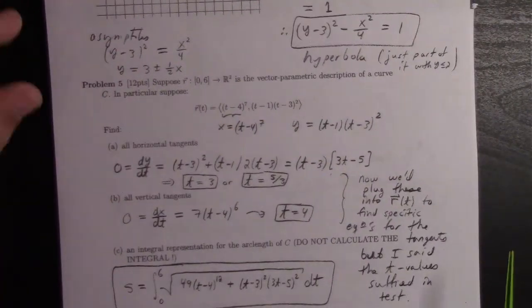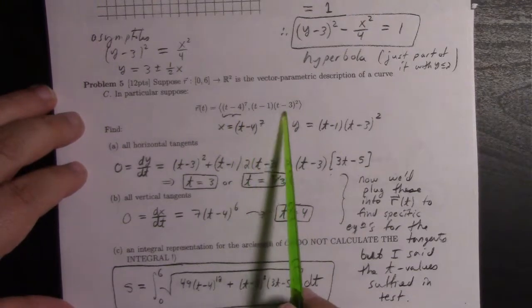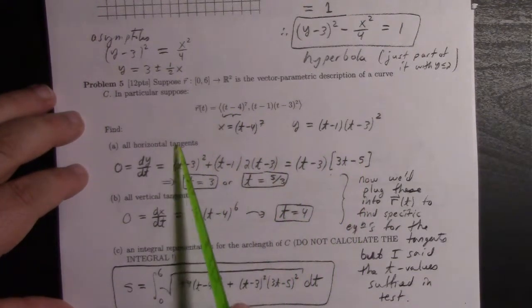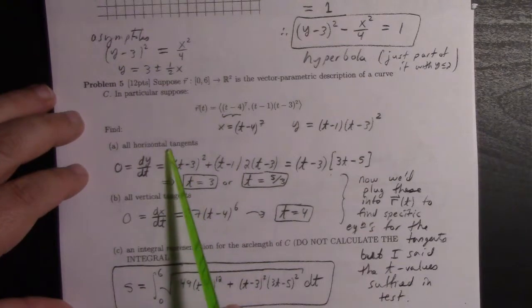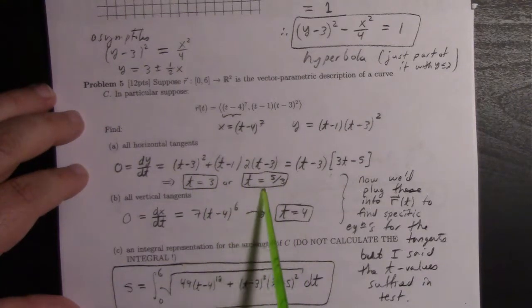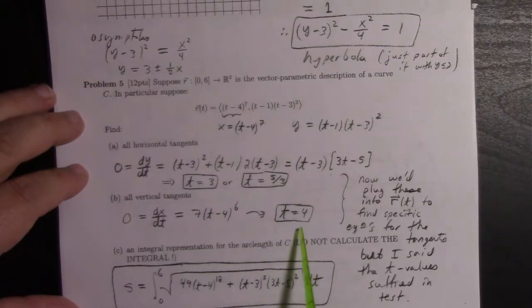Here I gave a vector form of the parametrization, x equals that, y equals that. I said find horizontal and vertical tangents, so we looked for where dy/dt was 0, and where dx/dt was 0, and fortunately they're not 0 together, so nothing weird happens. These are genuine horizontal and genuine vertical tangents at those times.